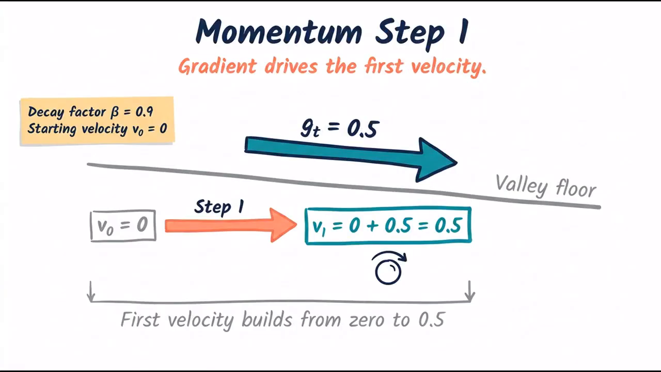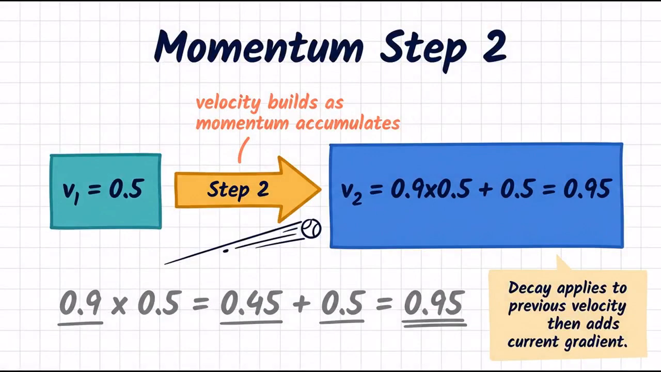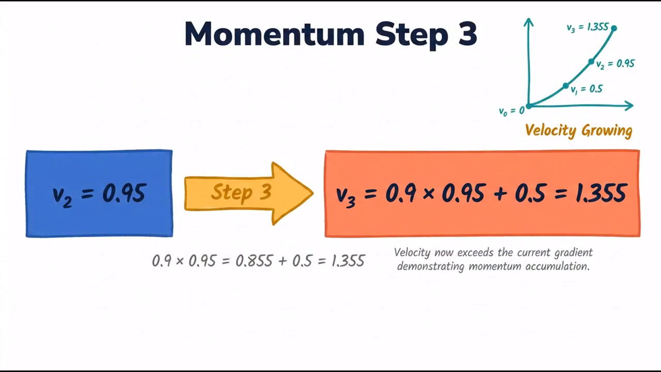With decay factor beta equals 0.9 and starting velocity v sub 0 equals 0, our first velocity is v sub 1 equals 0.5. In the second step, velocity builds to v sub 2 equals 0.9 times 0.5 plus 0.5, which equals 0.95. By the third step, it reaches v sub 3 equals 0.9 times 0.95 plus 0.5, which equals 1.355.